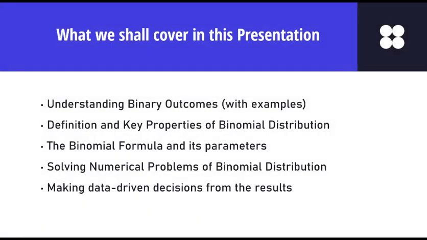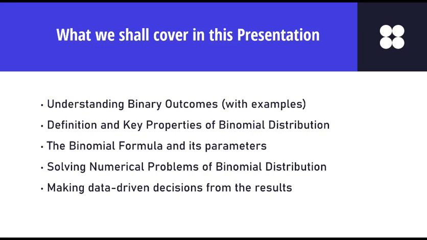Now let us look at what we are going to cover in this presentation. First, we are going to understand binary outcomes with some examples. Then we look at the definition of the binomial distribution and some important properties of it. Having learned that, we will introduce the binomial probability function, which is called the probability mass function of the binomial distribution, and will understand the parameters of the distribution.